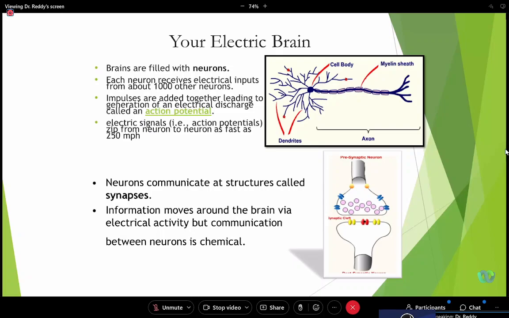Can you see the slide for the electrical brain structure or the neuron? Confirm, please. Yes, sir. Yes.